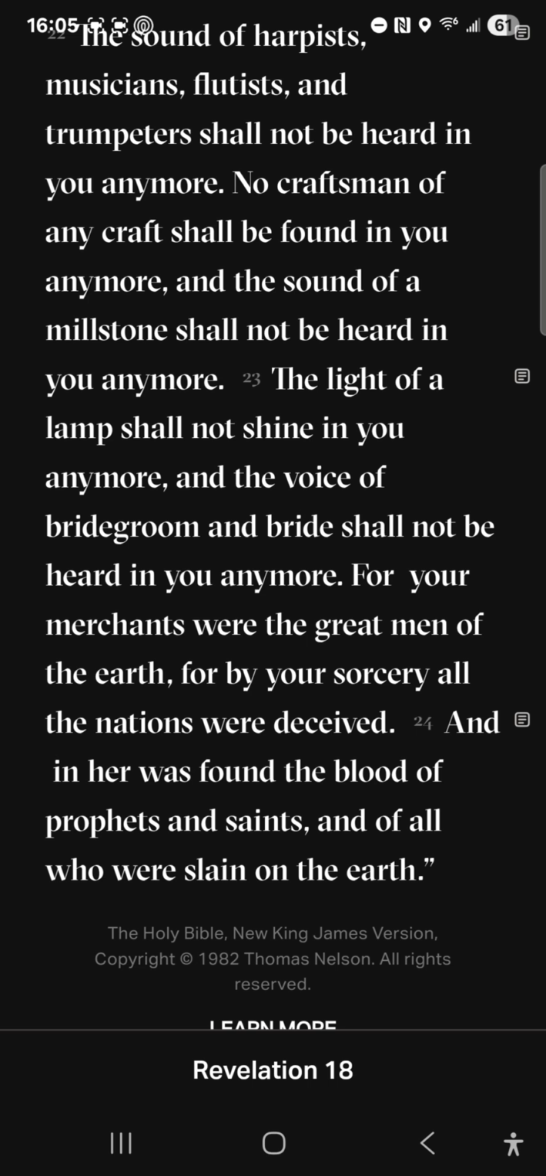So it just stood out to me that by your sorcery, all the nations were deceived. And it's like, what are they always pushing? These drugs. They're always pushing these drugs on us. They're trying to sedate us, you guys. I just, praise Yah. Hallelujah for this revelation.